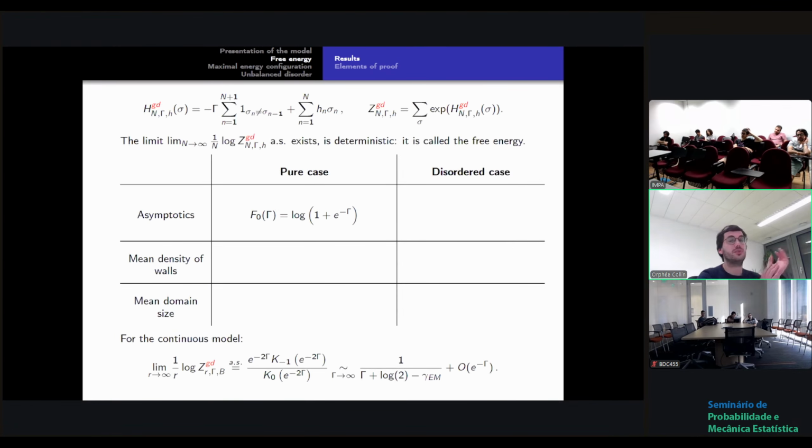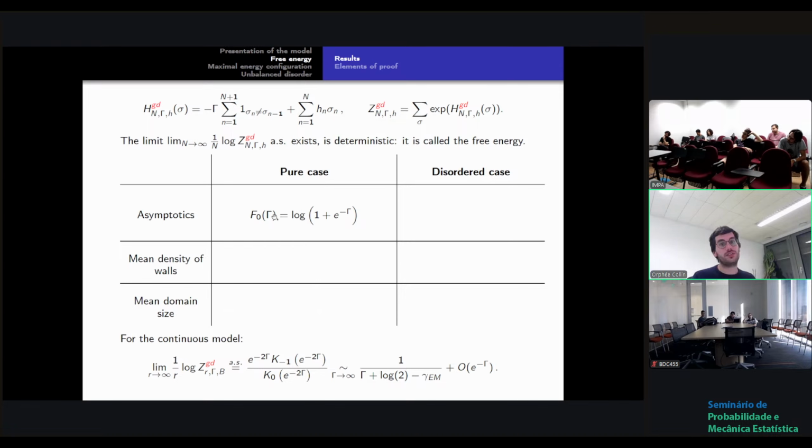So let me talk about the free energy. Here I just recall the definition of the partition function, and it can be established using ergodicity that almost surely the logarithm of the partition function divided by the size of the system converges, and that the limit is deterministic. This is an application of Kingman's subadditive ergodic theorem. The limit only depends on gamma and on the law of H, but not on the realization of H itself. This is called the free energy.